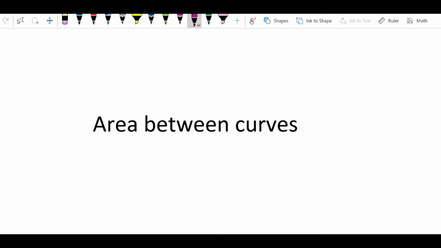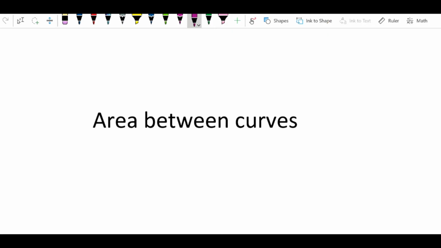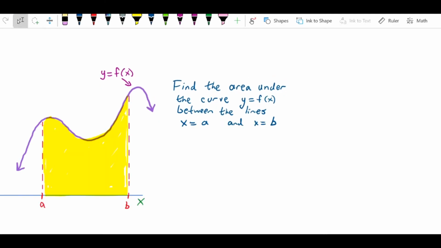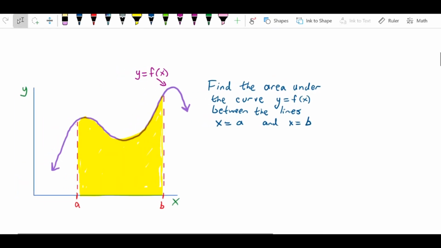The topic is area between curves. When you first learned how to use integrals to find area, you would have solved a problem that looked something like this. The problem would probably have involved finding the area under a curve on a given interval, where the curve sits entirely above the x-axis.